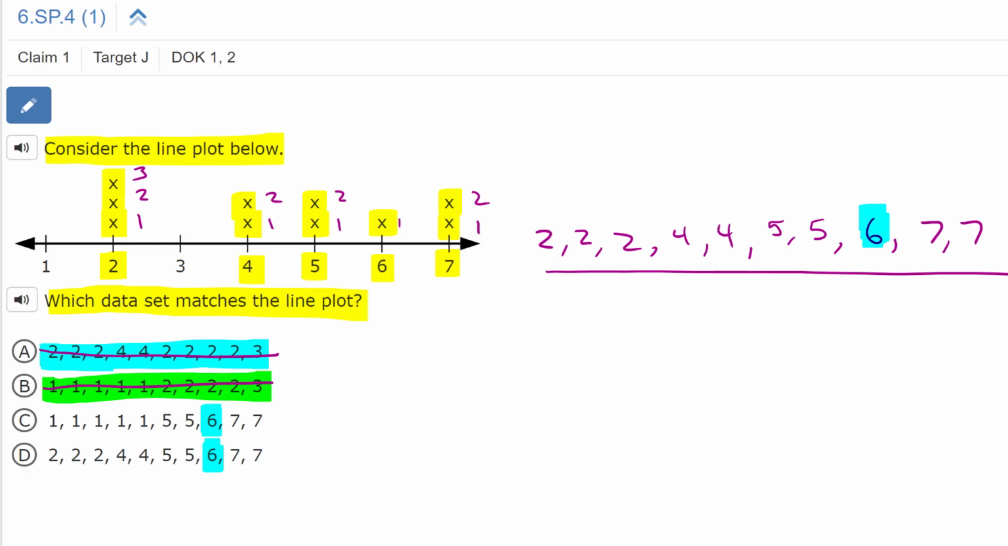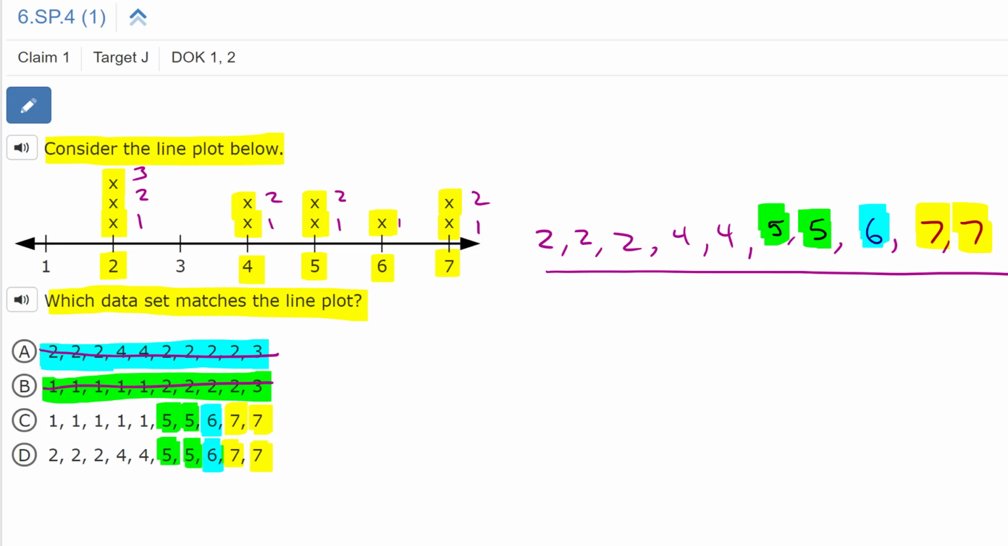Okay, now let's look at another number. Let's choose 7s. For C, there are 2 7s, and for D, there are 2 7s. So both those data sets are still eligible right now. We're just trying to eliminate which ones. Let's focus on 5s. There's no particular order other than I see 2 5s. So for C, are there 5s? Yes, there's 2 5s and 2 5s for D also.